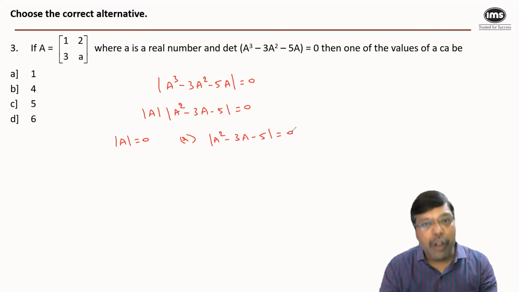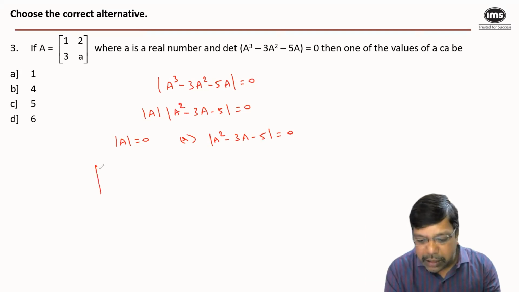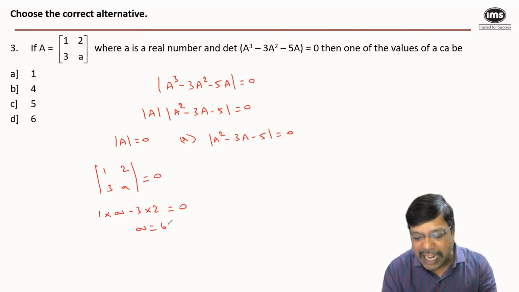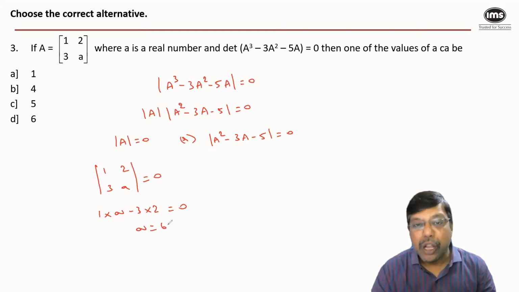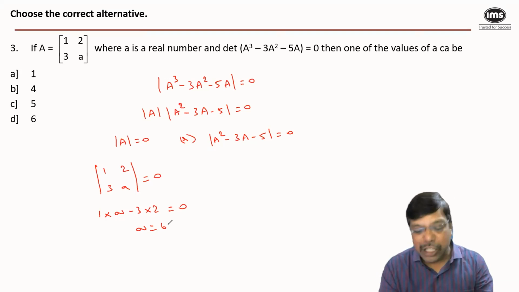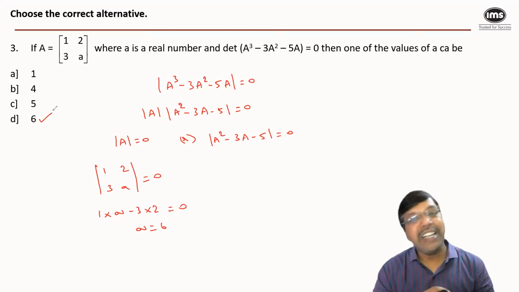Let's verify for the first one. When will determinant of A be 0? So determinant of the matrix with rows 1, 2 and a, 3 is equal to 0. So cross multiply: 1 into 3 minus a into 2 is equal to 0, which means a is equal to 6. So for a equal to 6, the given equation will be true. And we are fortunate to have 6 in the answer options, hence option D.